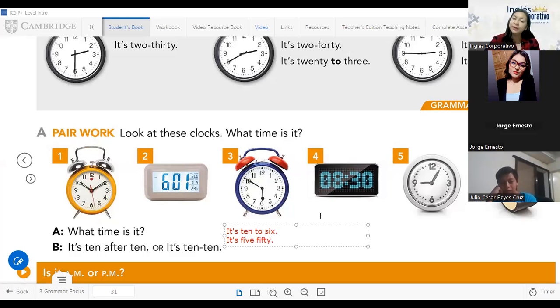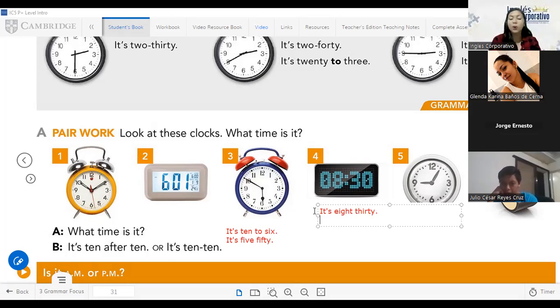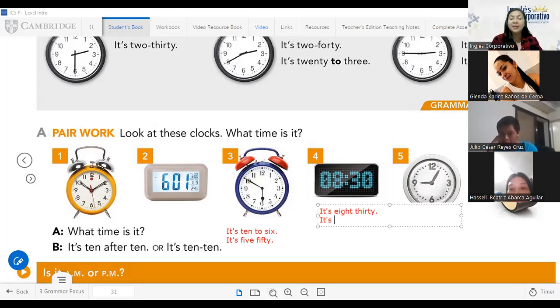Okay, what about number 4? It's 8:30. Exactly. Fíjense que para decir media hora se usa la expresión half. It's half after 8. Son las 8:30. It's 8:30.